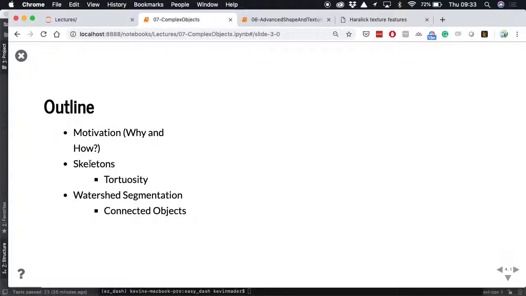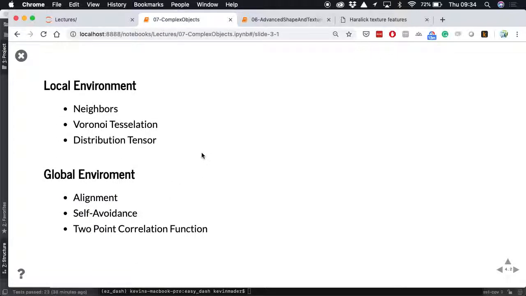Then how do skeletons fit into this? So tortuosity and other metrics we can calculate from a skeleton once we've done it. And then watershed segmentation and how we can deal with objects that are connected very closely together. Then we'll talk a little bit about local environment and global environment. And so we'll have some ideas about neighbors, Voronoi tessellation, distribution tensor, and then this idea of global environment with alignment, self-avoidance, two-point correlation function, linking again back to that texture idea.